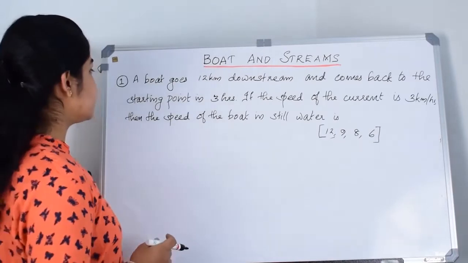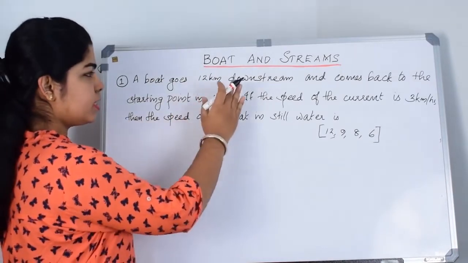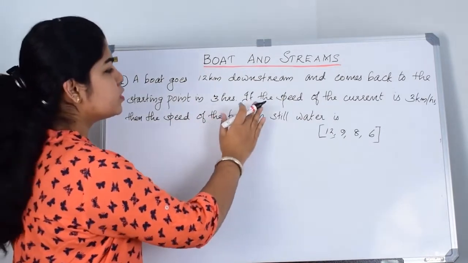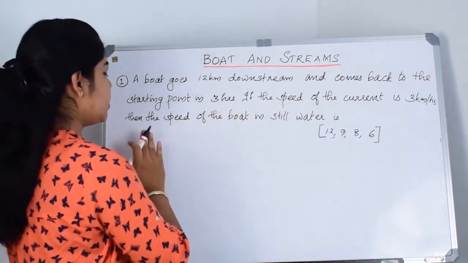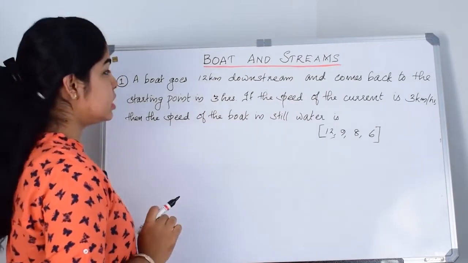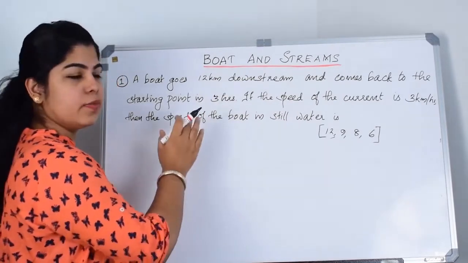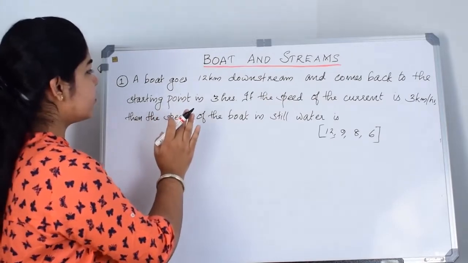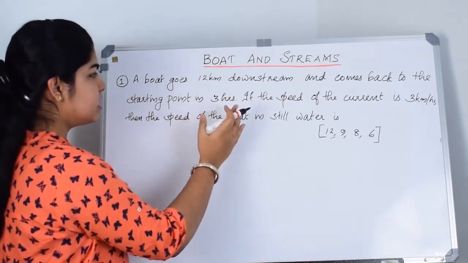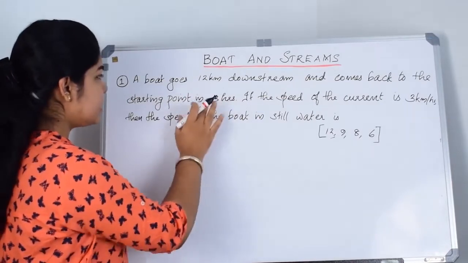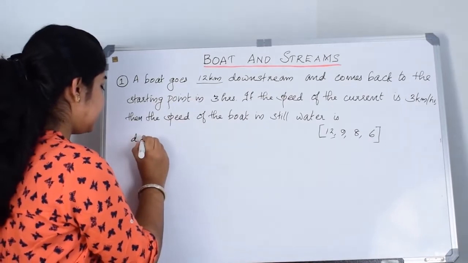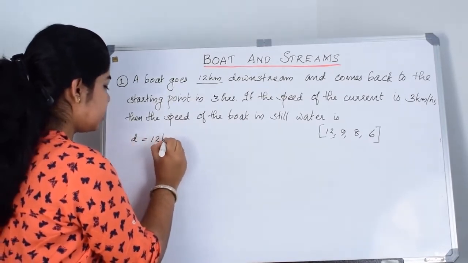Here our first question is: a boat goes 12 km downstream and comes back to the starting point in 3 hours. If the speed of the current is 3 km per hour, then the speed of the boat in still water is. So first let us check which details are given in the question. Here it is given: a boat goes 12 km downstream and comes back to the starting point in 3 hours. That is, the one side distance is 12 km and I am taking it as D. D is given as 12 km.